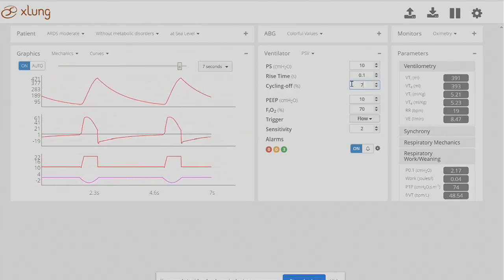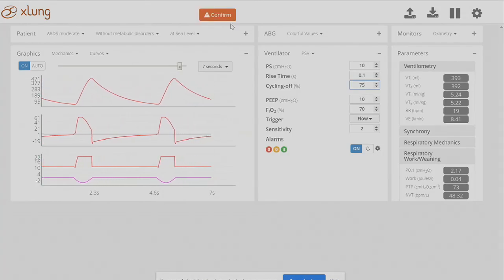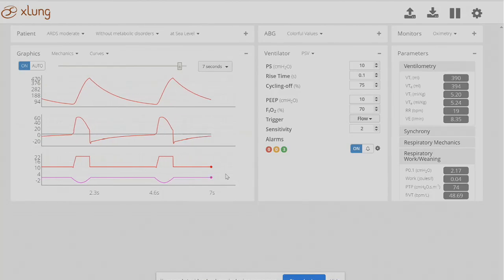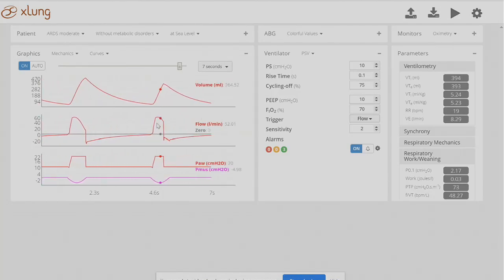If you set this too high, 75% cycle off, see what happens to the breath, and then this will be it for the demo. See how quickly that cycles off? So this is 25%, this is 75, this is way too early, the patient is still inspiring. So that's how you would set pressure support. You need to pay attention to those things.